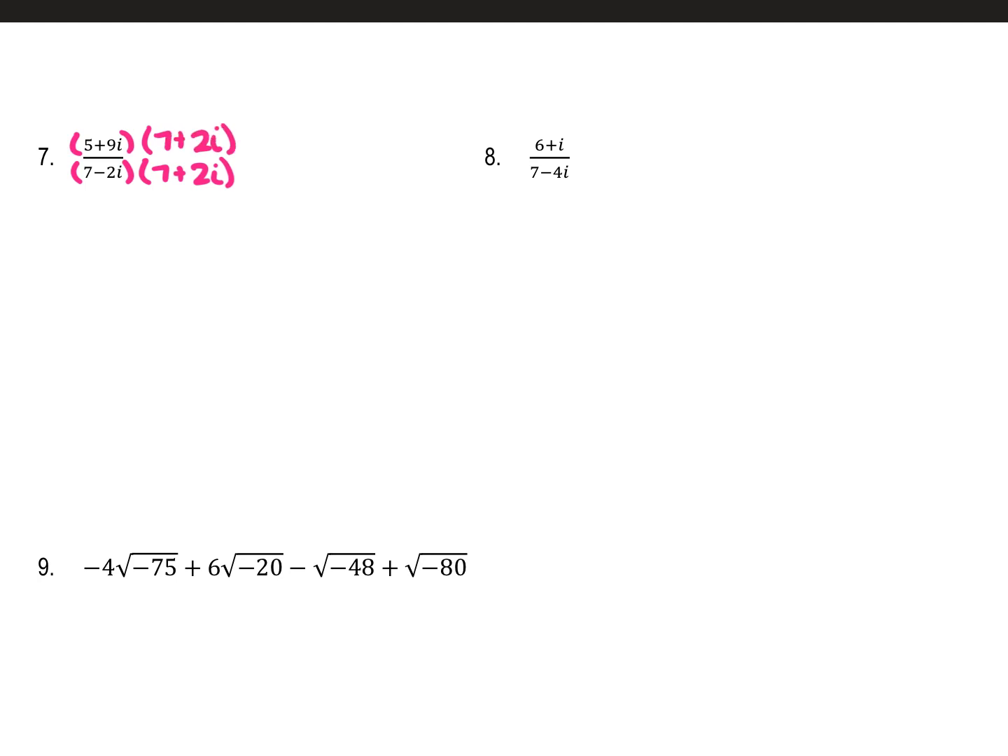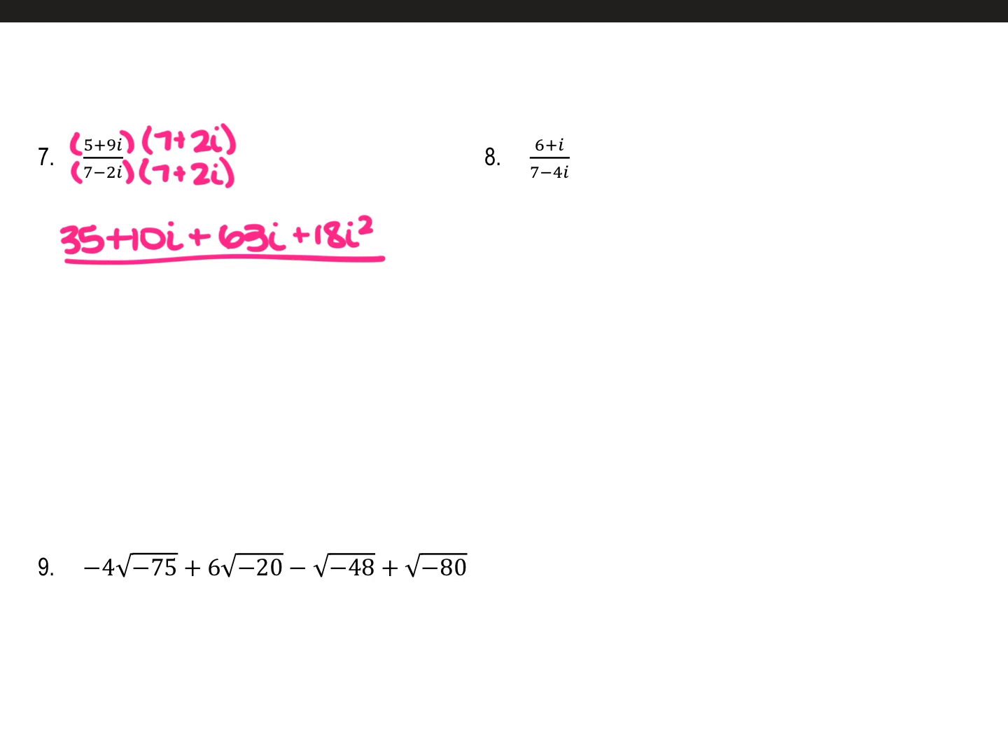Up top, you have 5 plus 9i times 7 plus 2i. So we're just going to FOIL that out from here. The 5 times 7 is 35. 5 times 2i is 10i. 9i times 7 is 63i. The 9i times 2i is 18i squared.